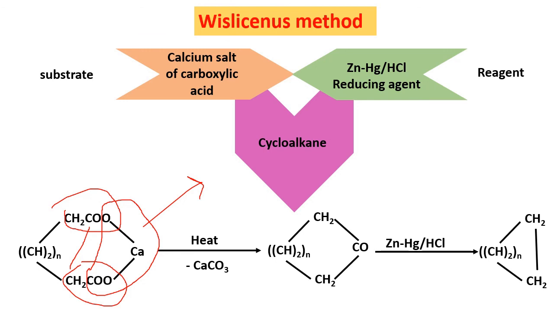After that, whenever you treat it with zinc and mercury along with HCl, as I told, this is a reducing agent. So what it will do is take out the oxygen and add two hydrogens to this carbon atom. That's how this compound will look like this. I am sorry, there will be a CH2 group here. So this CO group will be converted into a CH2 group. These two CH2, the upper CH2 and lower CH2 group, will be linked with this CH2 group. That's how we are going to get a cycloalkane.